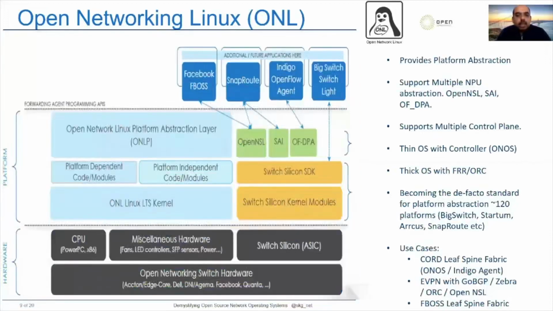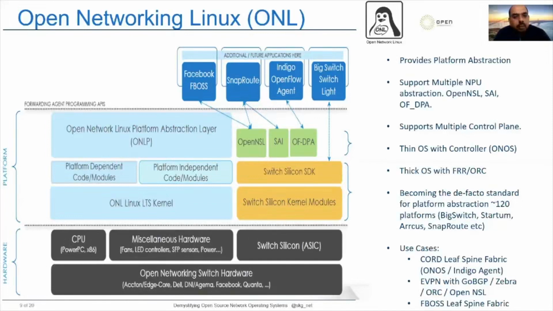It mainly provides the platform abstraction and provides multiple choices for your control and data plane. As you can see, it provides OpenNSL, SAI, and OF-DPA for your data plane abstraction, and it provides SnapRoute, FBOSS, Indigo OpenFlow Agent, and Big Switch Light operating system as your control plane functionality. So the user can build this as a thick OS with FRR and Open Route Cache, or a thin OS with an SDN controller like ONOS, based on their use case.